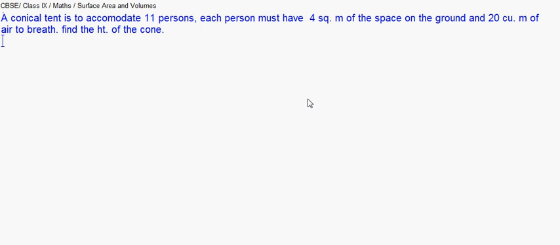We have always been taking up radius as r and height as h, so we'll continue doing so. Now the conical tent is to accommodate 11 persons. So what will be the area of the base? The area of the base will be pi r square.